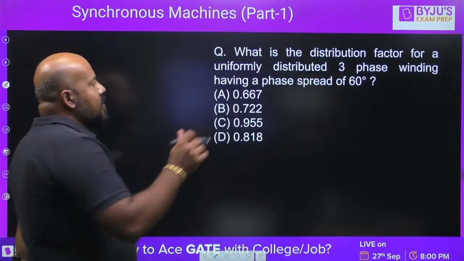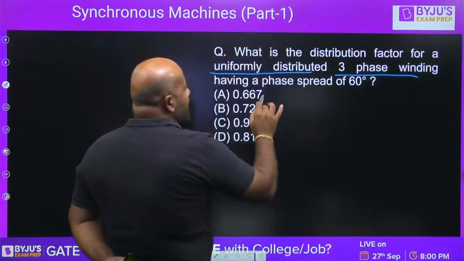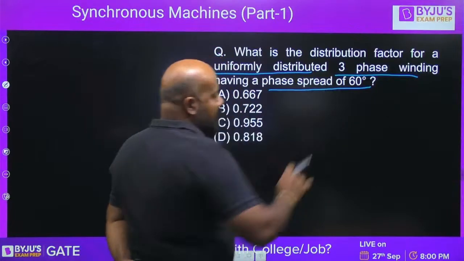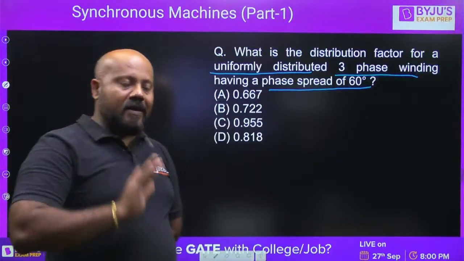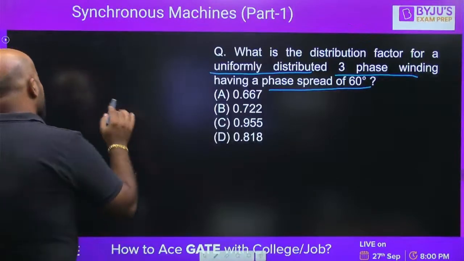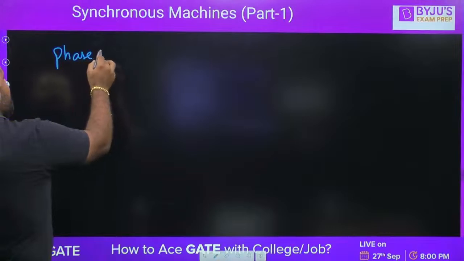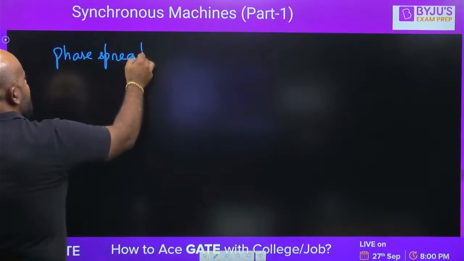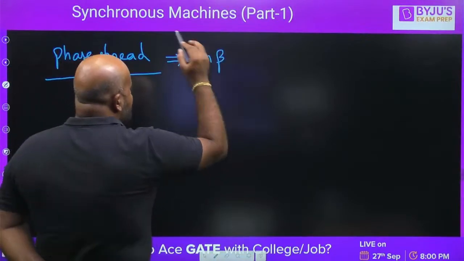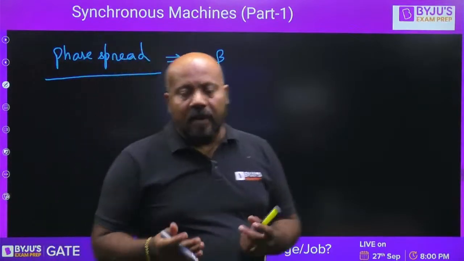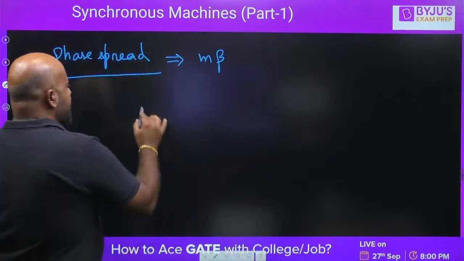What is the distribution factor for a uniformly distributed 3-phase winding having a phase spread of 60 degree? Let us first understand what this phase spread is. Phase spread is defined as m into beta. Now you will ask me, sir, how do you say this is the phase spread? It is represented by sigma.